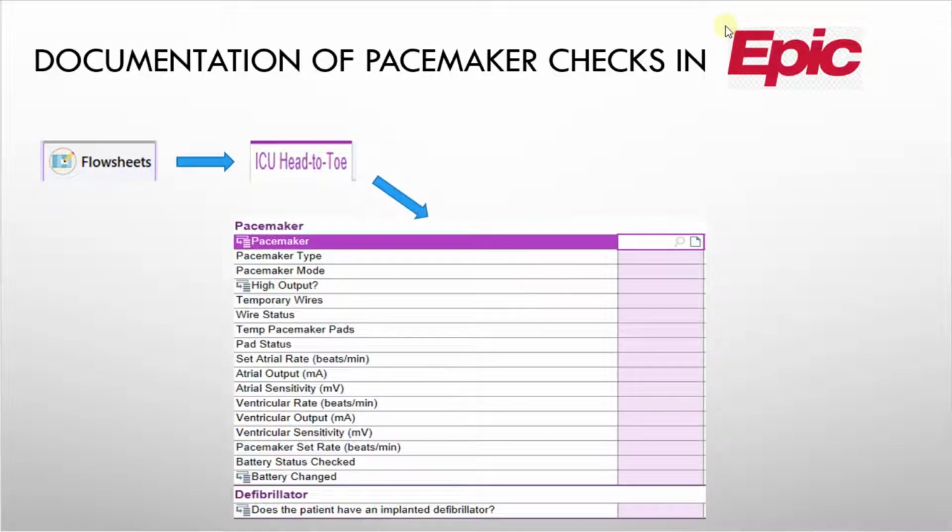Documentation using EPIC. Again, this is for the EPIC system. If your hospital uses a different system, you will be documenting in their system, but the principles about what to document remain the same. Okay, so for EPIC, in your flow sheets, you're going to document all the settings of your pacemaker. They're usually under flow sheets, under head to toe, and under cardiac. It will all show up in here.